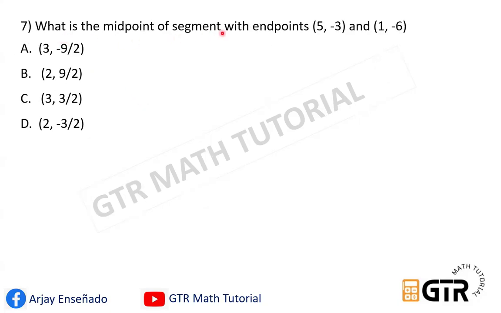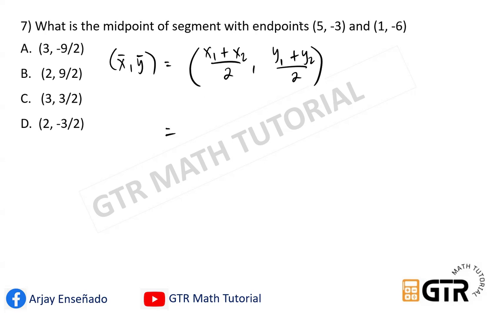What is the midpoint of the segment with endpoints 5, negative 3 and 1, negative 6? So the symbol for midpoint is x bar, y bar. The formula for that is just the average of the two x and y: x sub 1 plus x sub 2 divided by 2, and then y sub 1 plus y sub 2 divided by 2.